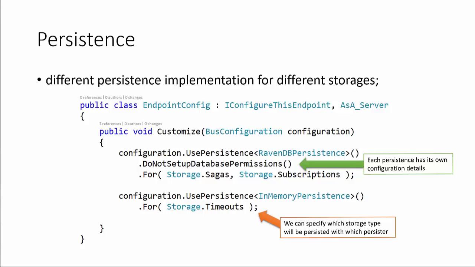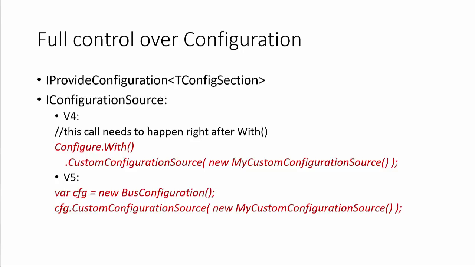So until now, we have seen that we can rely on the bus configuration class in V5, or the Configure.With or .Instance, depending on where we are, in V3 and V4. But in both cases, we can supply NServiceBus an instance of two classes, depending on how much control we want to have. We can provide NServiceBus with a class that implements the IProvideConfiguration of a specific config section. So for example, MessageUnicastBus.